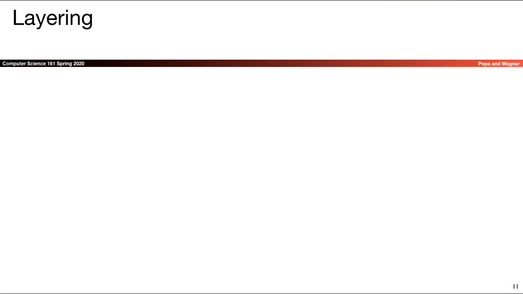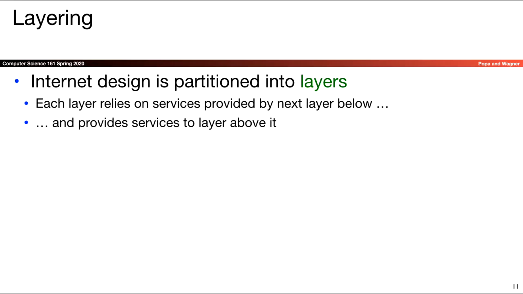All right, next big idea I want to show you from the internet is that of layering. Layering is an important part of how networks are constructed. To manage the amount of complexity in our networks, the design is partitioned into layers. You don't have one big, complicated, mega protocol thing that does everything. You build that up piece by piece out of layers.